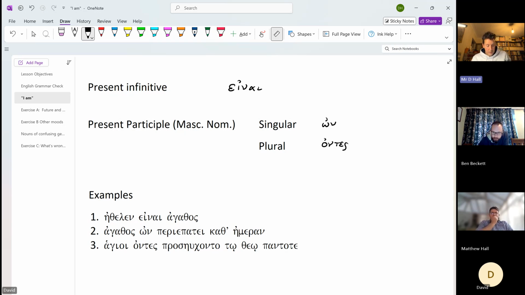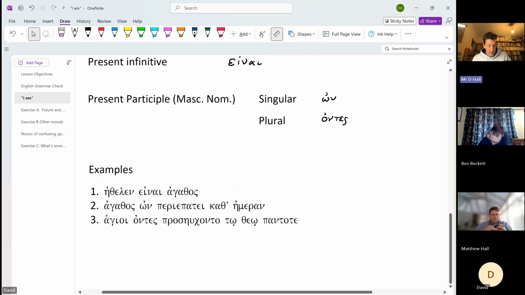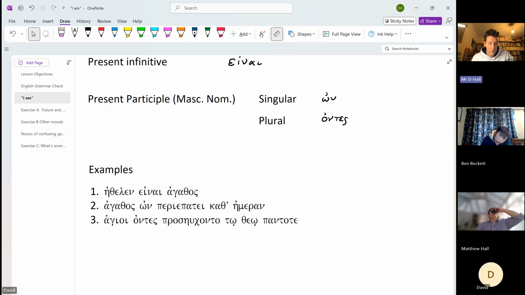Okay, so in the case of number one, we have ethelen, which is from thello, which means to wish, and it has a slightly odd past tense. So when you add the epsilon, it actually turns into an eta, even though there isn't an epsilon in front of it. It's just the way that one is, so it's slightly peculiar. Okay, so it's in the first person singular. So he wished, so he desired.